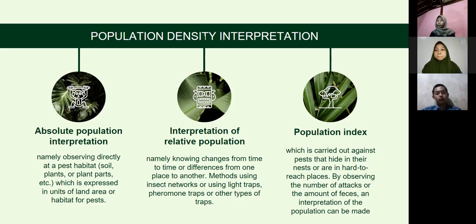Methods using insect netting or using light trap, pheromone trap, or other types of traps. And number three, population index, which is carried out against pests that hide in the nest or are in hard to reach places, by observing the number of attacks or the amount of damage, and interpretation of the population can be made. Next.